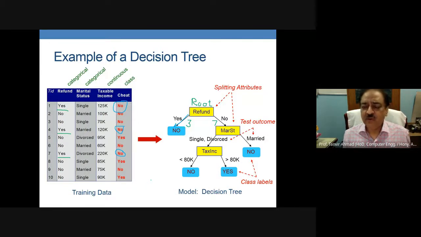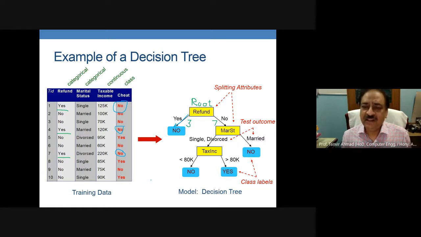But if it had not been a pure partition, I would have to go further down to try to get a pure partition. A pure partition means that if I apply some attribute, the values on one of the sides should all be pure, whereas on the other side it will not be pure.